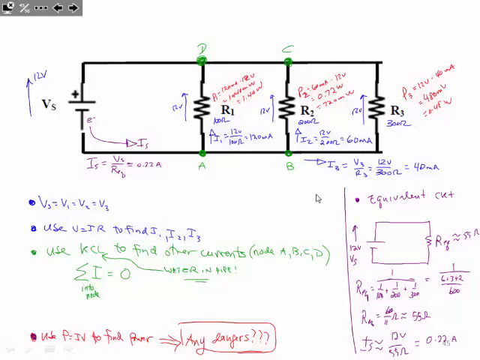We've got 12 volts on each resistor, then you use Ohm's law on each one. You can get the current through each one. Then you can calculate the power in each one, which I did in red.